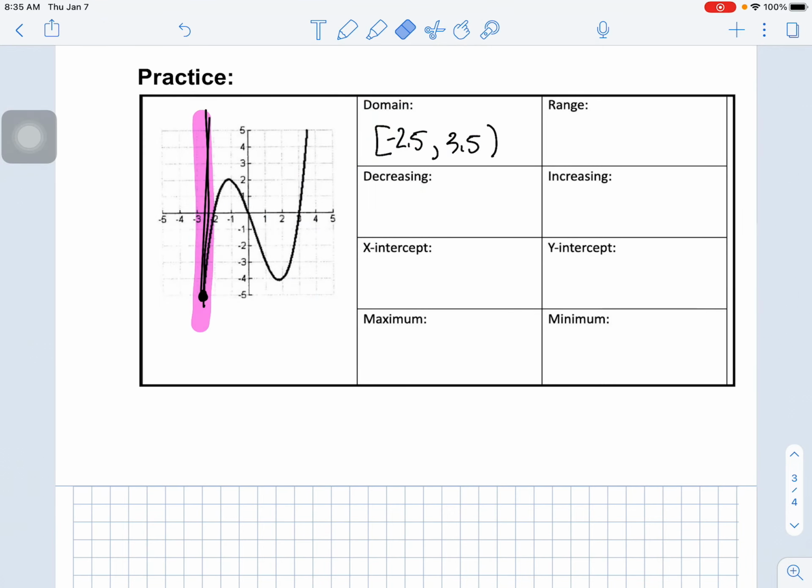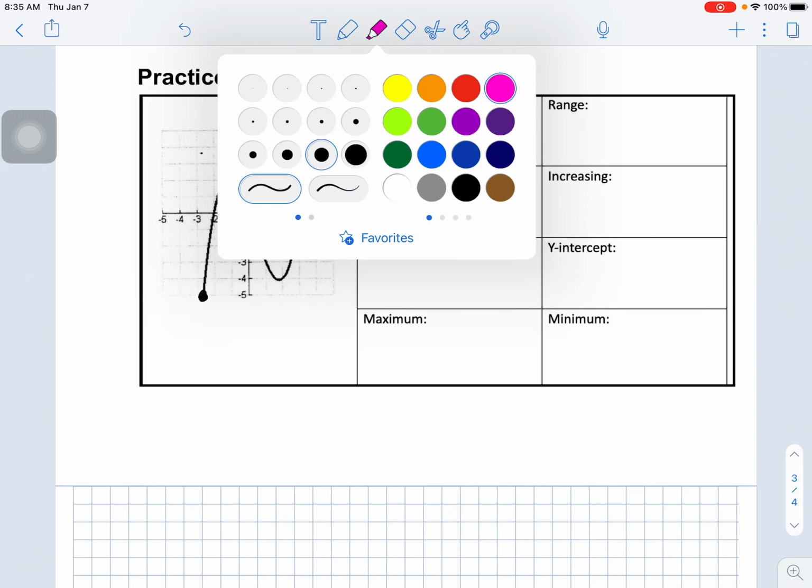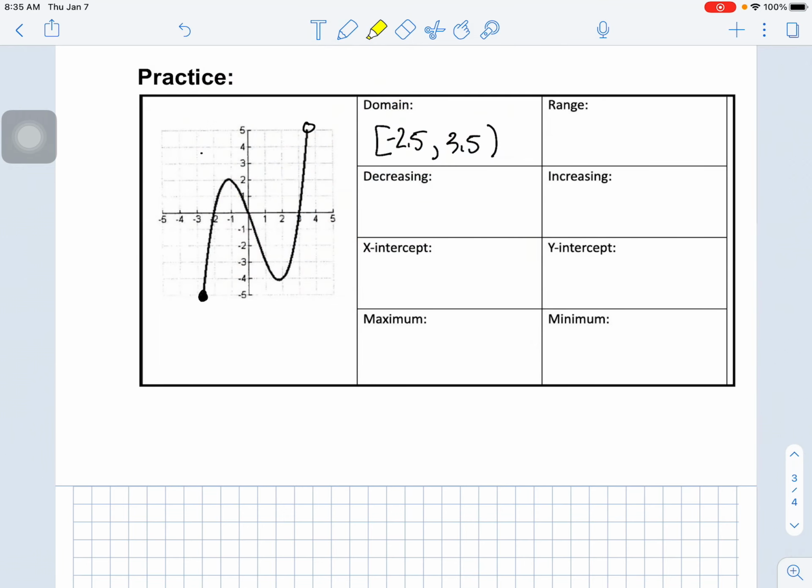Range, let me delete that. Oops, still an open circle. Range is the height of my graph. So I'm going to find the lowest point and the highest point. The lowest point of my graph is a closed circle, so I use a bracket. The highest point is an open circle, so I'm going to use a parenthesis.